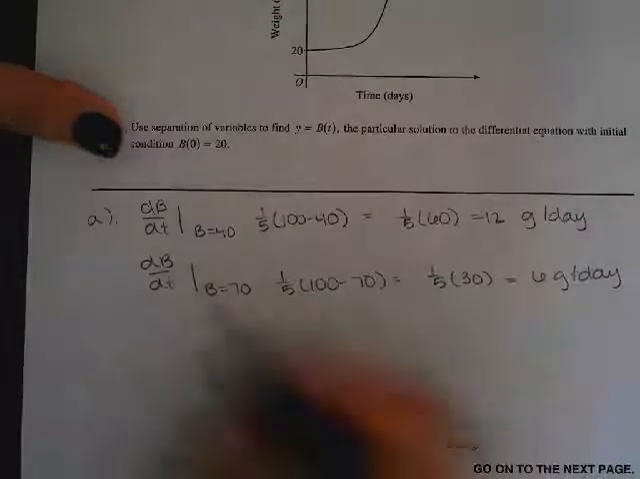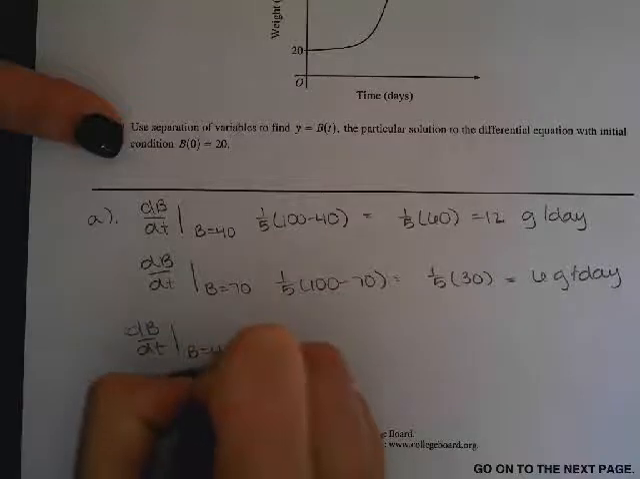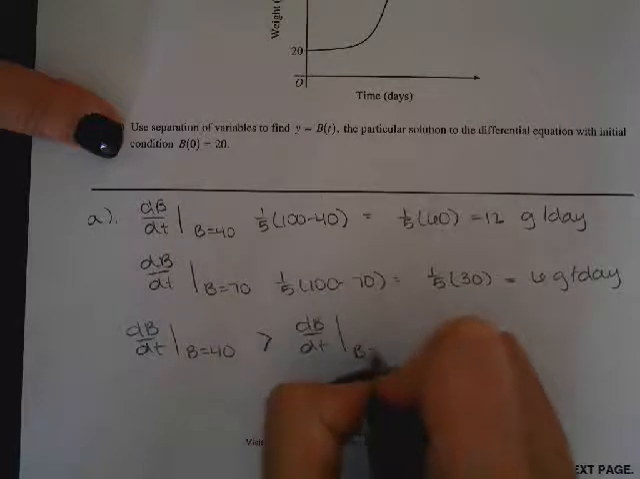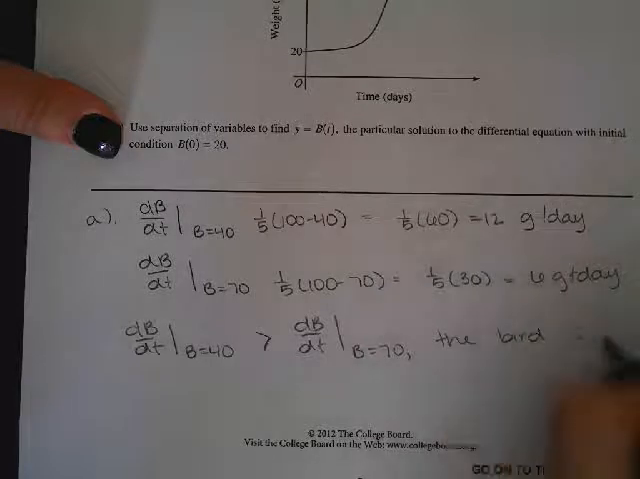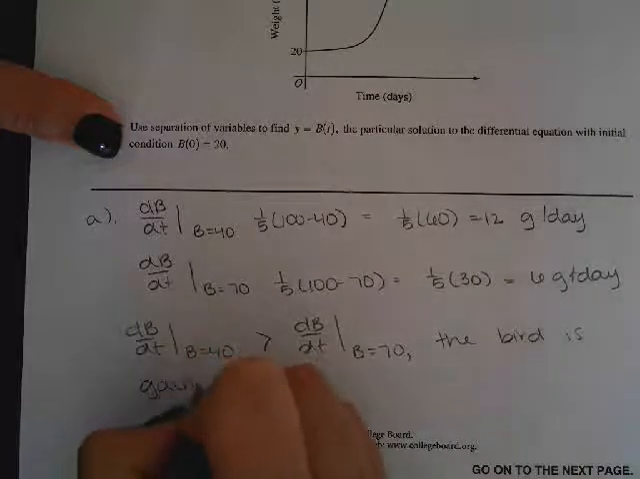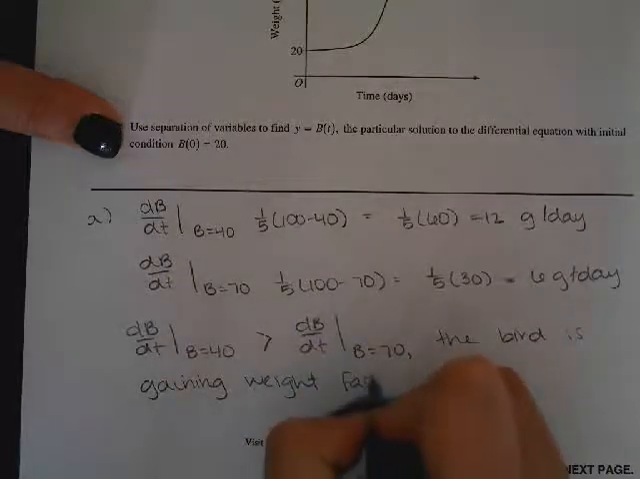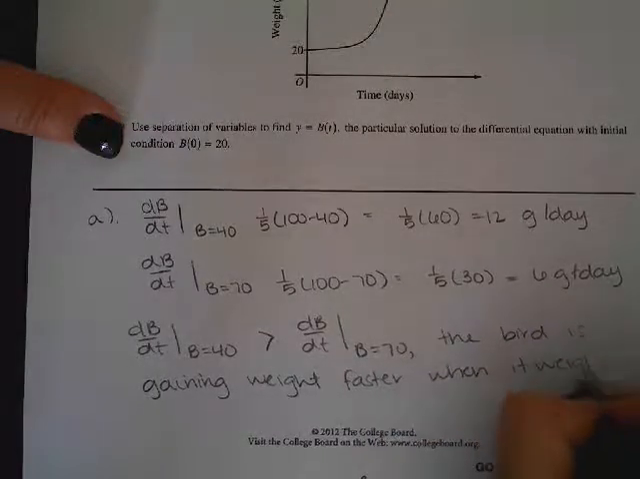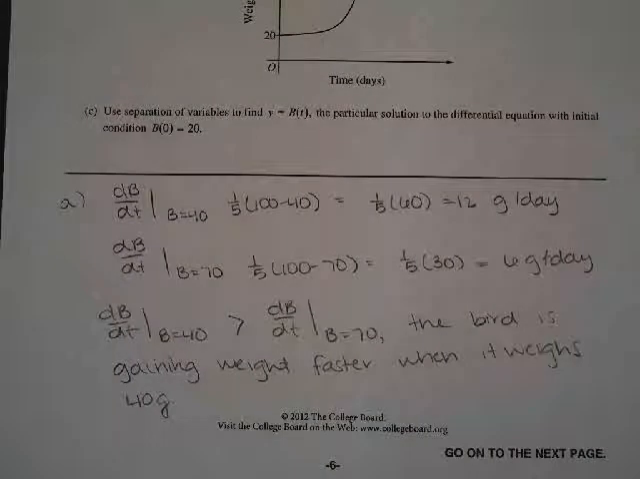And I'm going to say that since dB/dt at 40 is greater than dB/dt at 70, the bird is gaining weight faster when it weighs 40 grams. Okay. Part B.